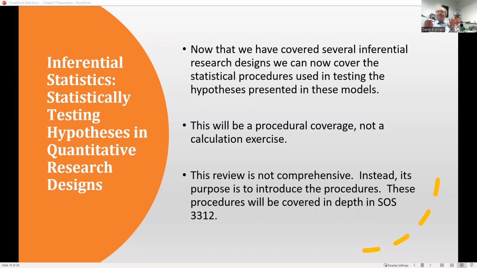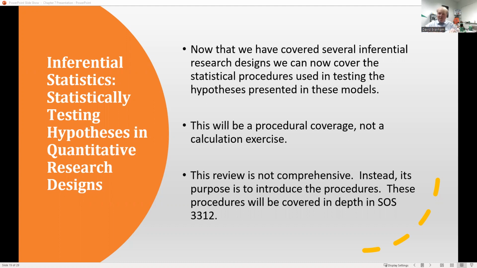Now, understand that this is going to be a procedural coverage, not a calculation exercise. You're not going to be doing calculations in as far as statistical calculations. Even in statistics class, I pretty much avoid you doing the calculation itself, because computers do them so easily now. I'm much more interested in you being able to comprehend what you do with these calculations and what they mean.